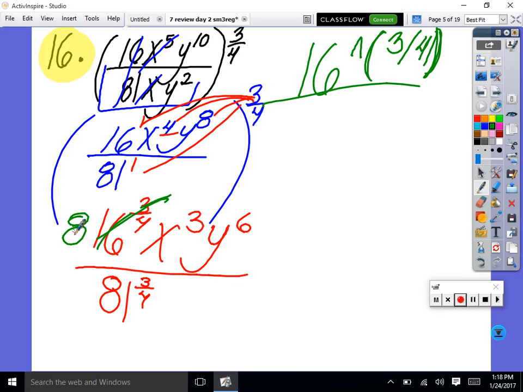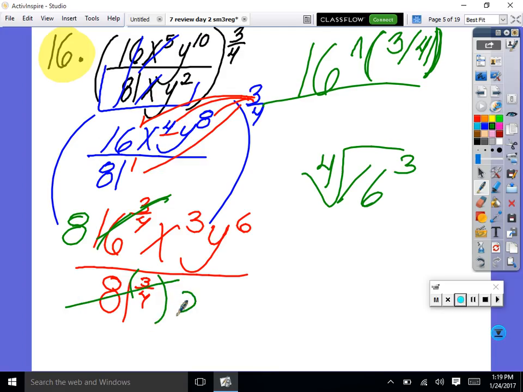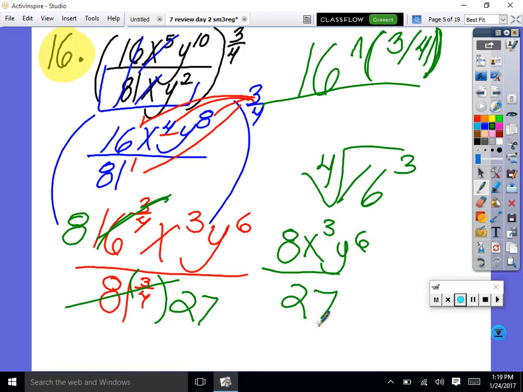Type that into your calculator. What makes no sense? How to type it in? No, it does make sense. That's the 4th root of 16 to the 3rd power. Okay. This becomes 27. So we would write it all pretty style. 8's on top, x is on top, y to the 6 is on top. I meant to say x to the 3rd's on top, and then 27's on bottom. So it looks harder than it was. You've got to simplify in sections.